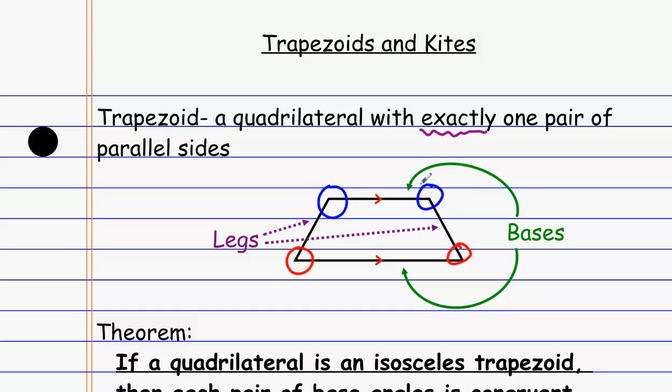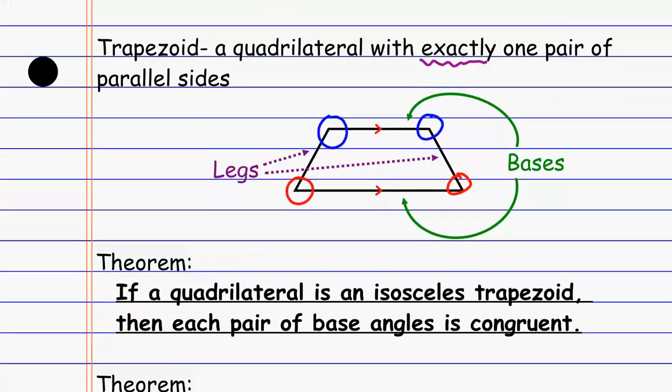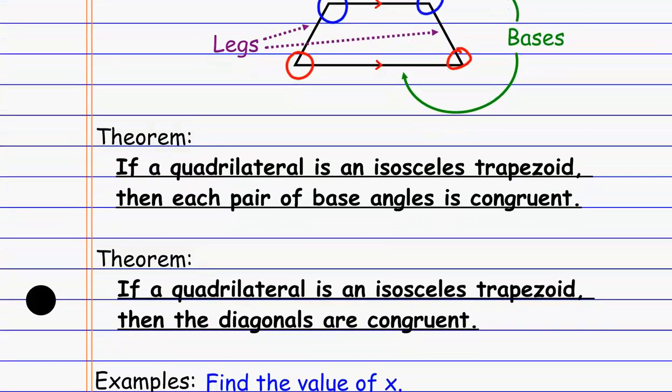Alright, so when we start talking about the legs of this thing, those are the non-parallel sides. The bases are the parallel sides. Then we talk about the base angles. They're the angles that share a base. Alright, and so when we look at this, we've got a couple theorems here. And these first two theorems deal with isosceles trapezoids.